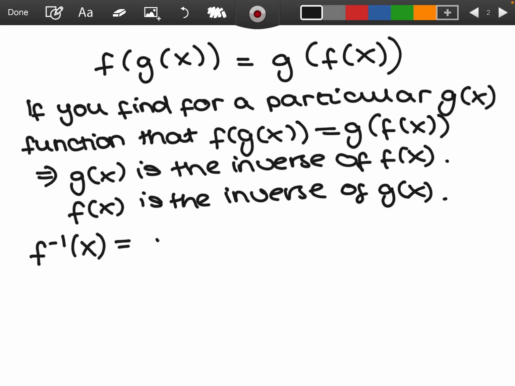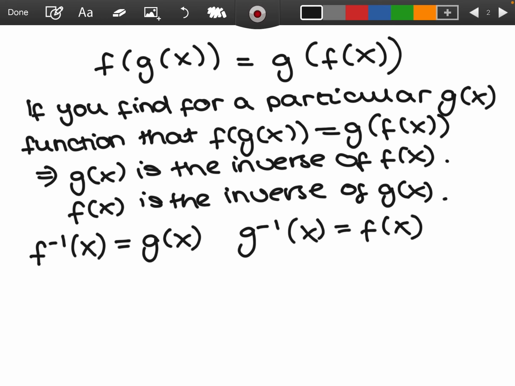So the way that we write that is to say that the inverse of f of x is g of x, and similarly the inverse of g of x is f of x. So that's how we actually write inverse functions. Do not write 1 over f of x. That is not the inverse. It's f to the power of -1 of x.